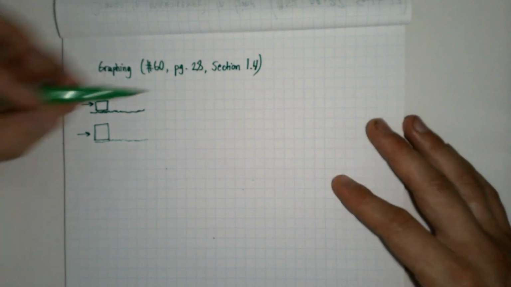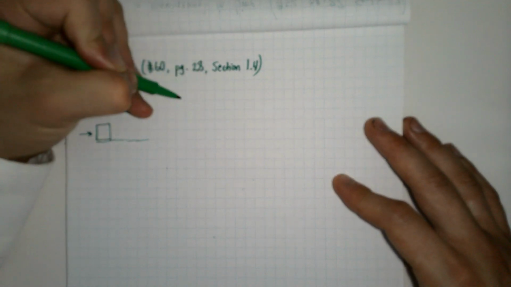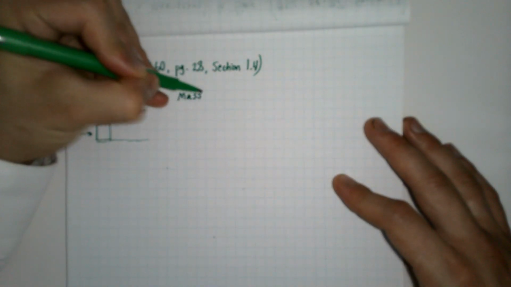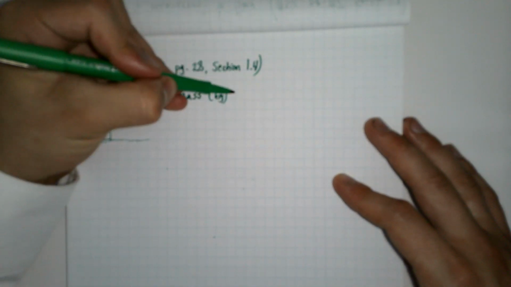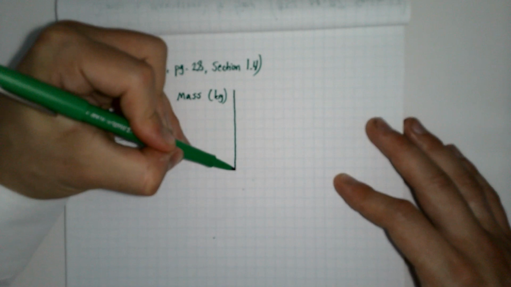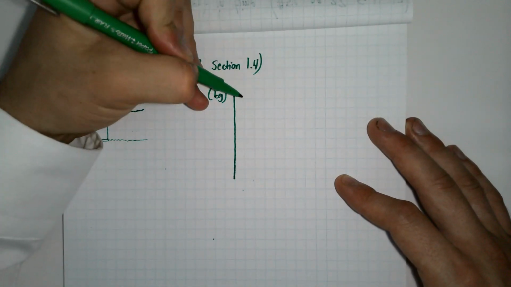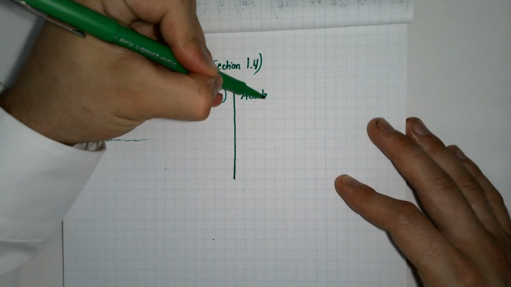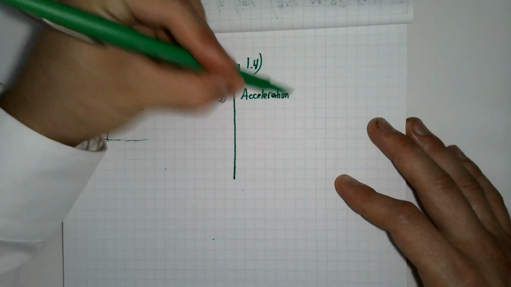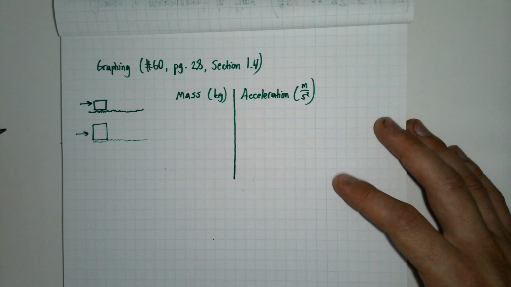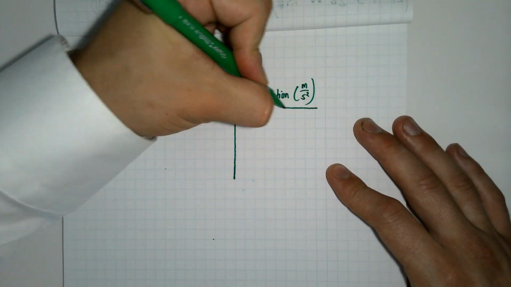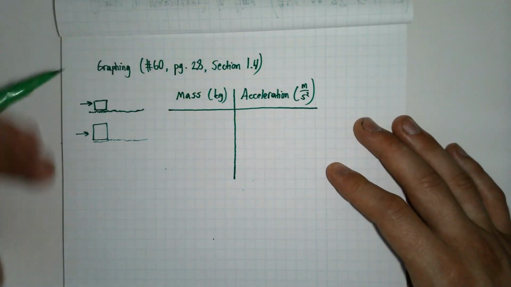So in order to make a data table, we need some first variable. That first variable can be mass, described in kilograms. And then we need some second variable. The second variable here that we're looking at is acceleration. That's measured in meters per second squared. Here's our data table.